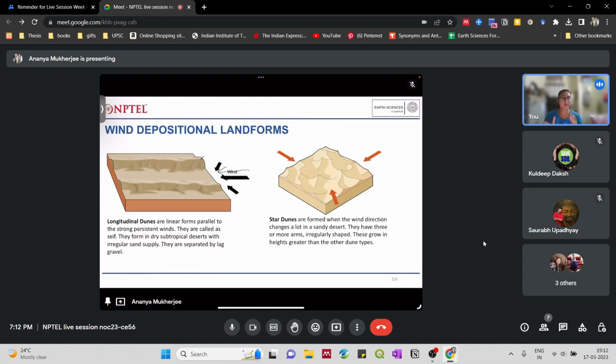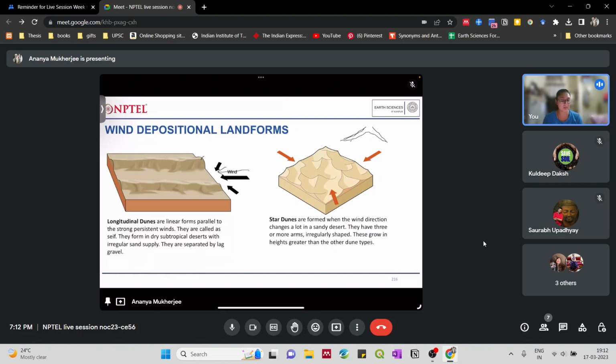Okay, the wind is not flowing in a predominant direction, and it usually happens in areas where there is a vast availability of sand, and it can form like this. Okay, this will be the crest, and then after a while this will start forming. So you will have two arms like this, and these arms are not regular.